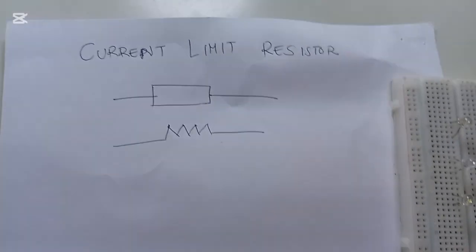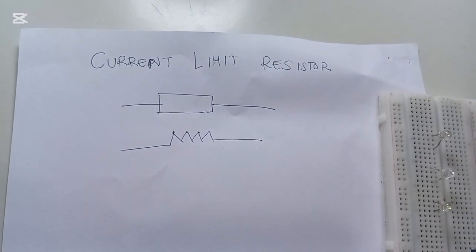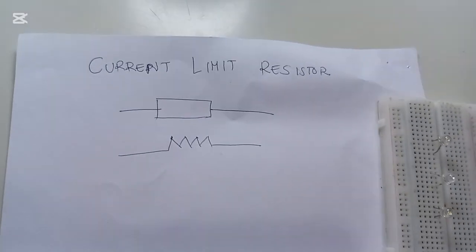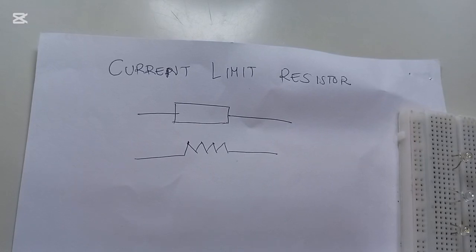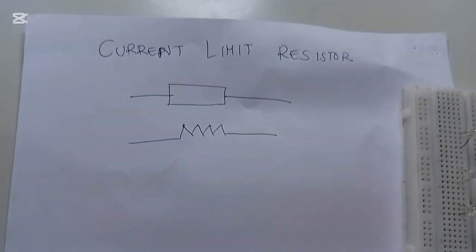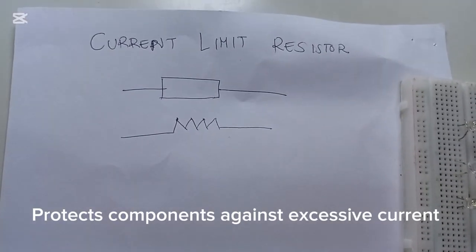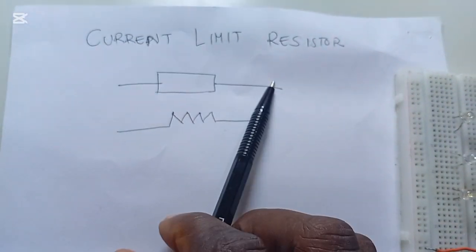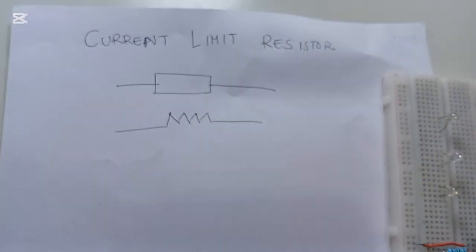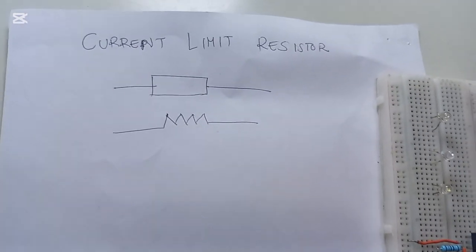A current limit resistor is a resistor placed in series with a circuit component to restrict the amount of current flowing through it, and it prevents excessive current that could damage components like LEDs, transistors, or integrated circuits. The significance of a current limit resistor: it protects components. This prevents excessive current from flowing through the circuits that could burn out components like sensors, integrated circuits (ICs), and LEDs.